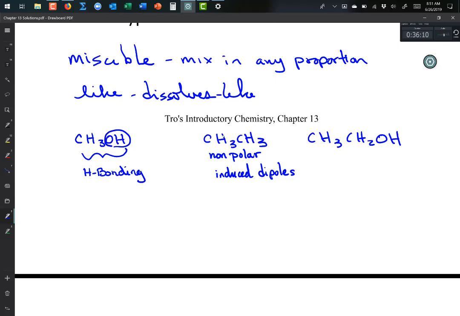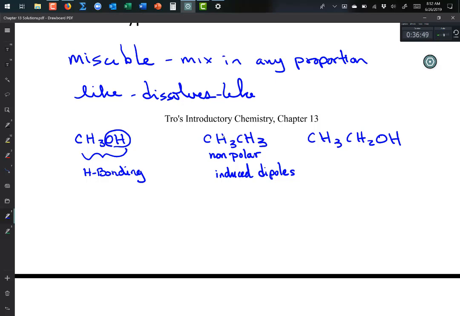So that last molecule, what kind of intermolecular force is its major intermolecular force? What's the major intermolecular force? Review, what are the intermolecular forces? Induced dipoles, dipole-dipole, and hydrogen bonding. You guys know this? Remember this? Know it tomorrow. Just saying.